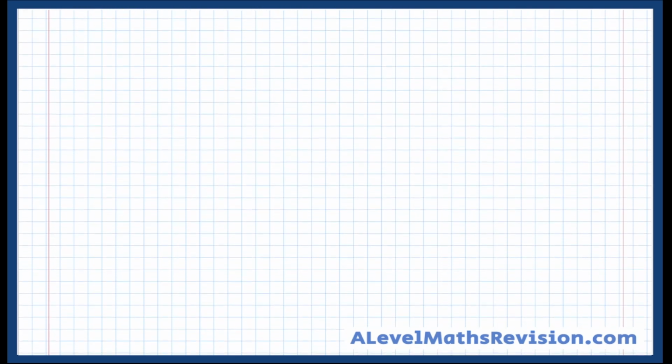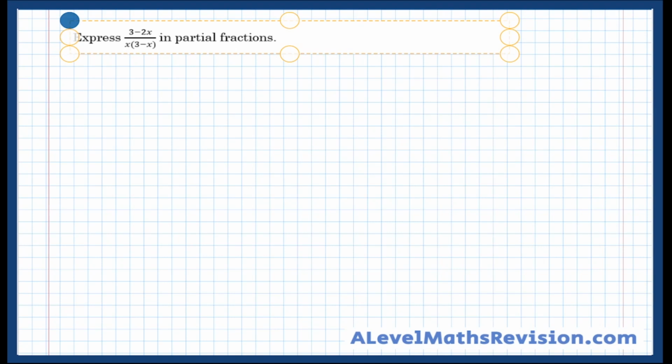So let's have a look at another example. So exactly the same method again. Express 3 minus 2x over x times 3 minus x in partial fractions. So follow exactly the same method that you did. So you might want to pause it, have a go, and see if your answer matches mine. But I'll carry on.